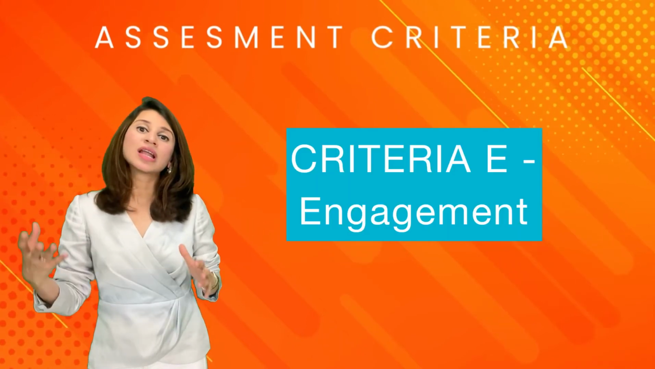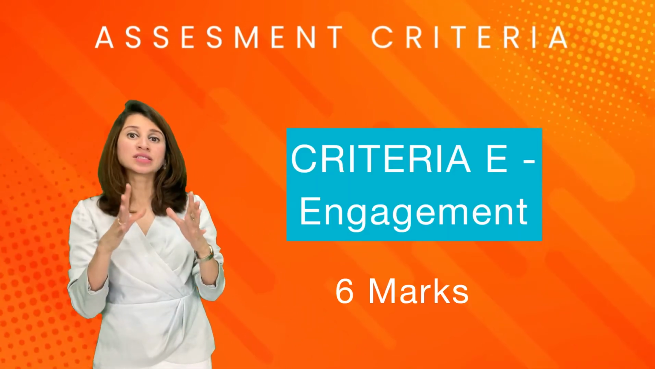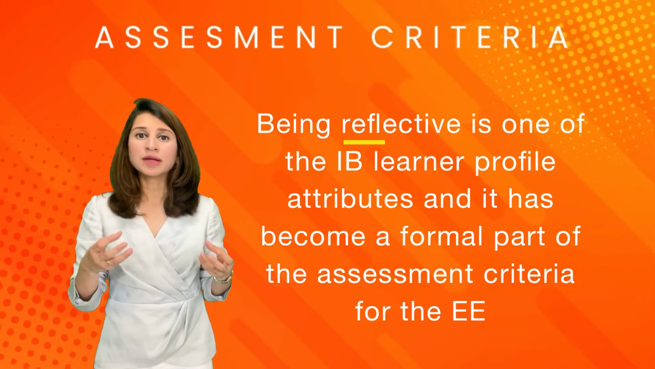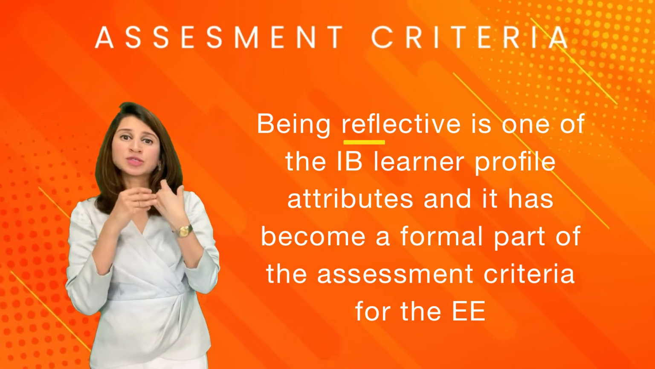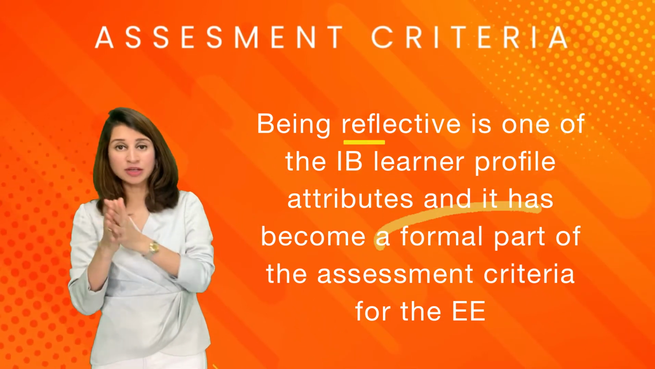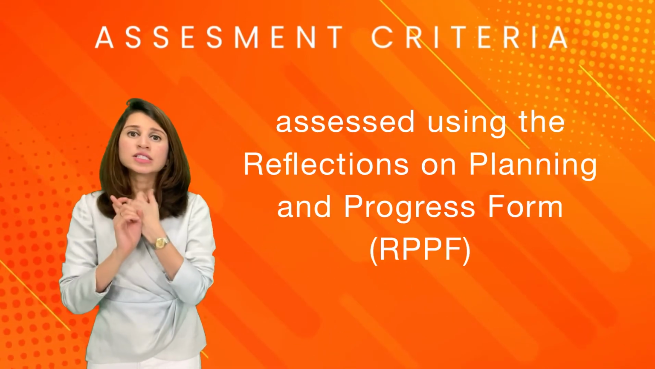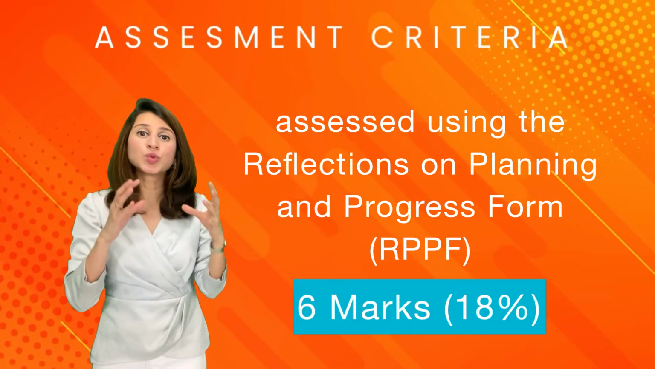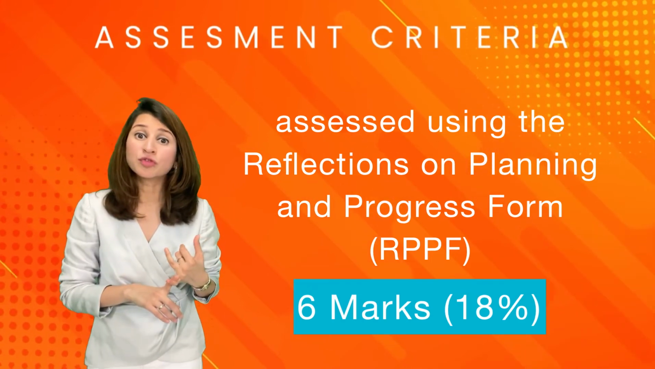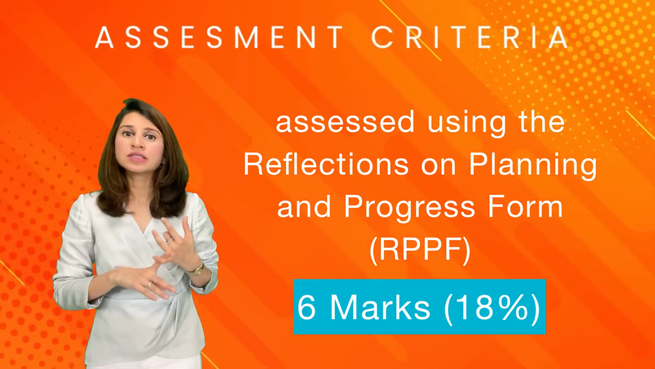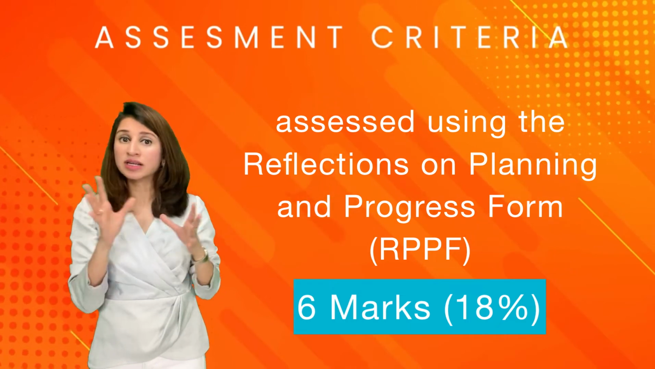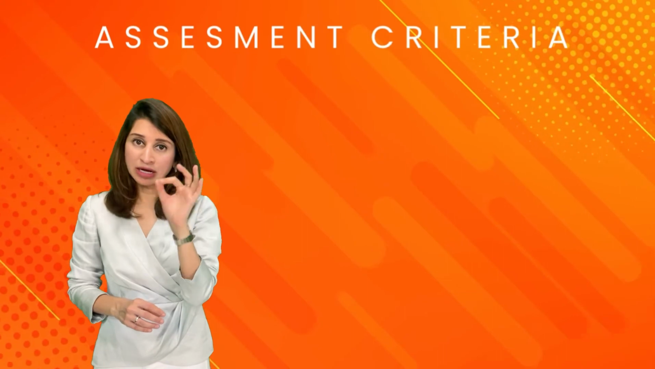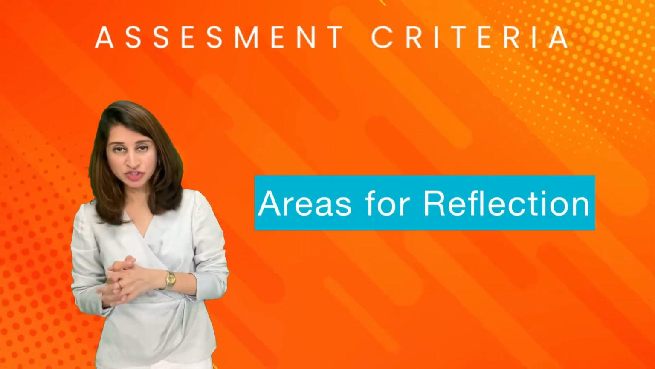Now let's come to your last criterion, that is engagement, which comprises 6 marks. Being reflective is one of the most important IB learner profile attributes, and it has become a formal part of the assessment criteria for the EE. Reflections are explicitly assessed using the Reflections on Planning and Progress Form, which is worth 6 marks. This is a significant number of marks, almost 18%, which can make the difference between 2 grades in the final assessment. Now for each section of the RPPF, consider the following areas for reflection.